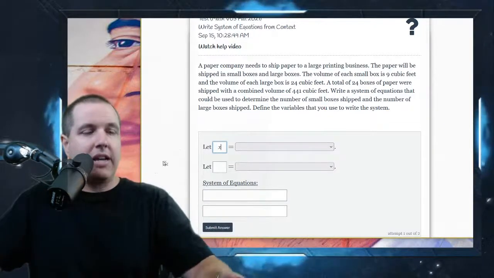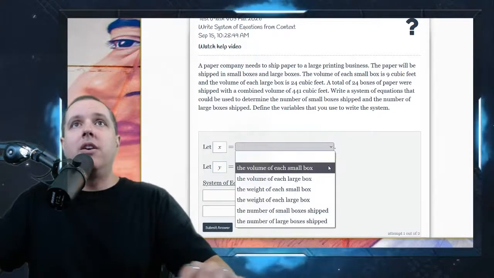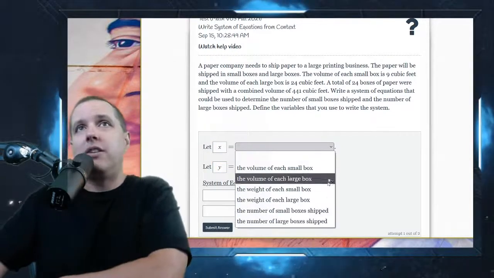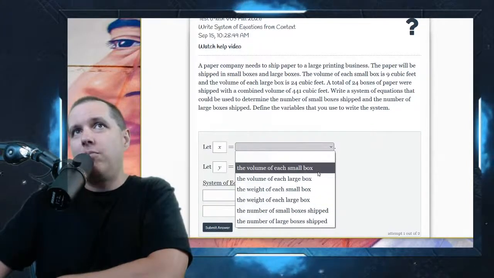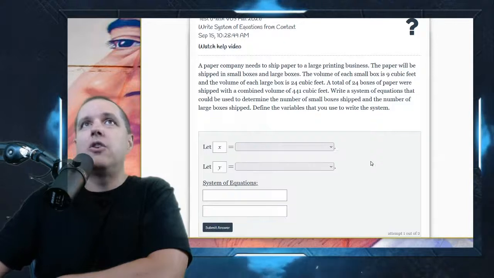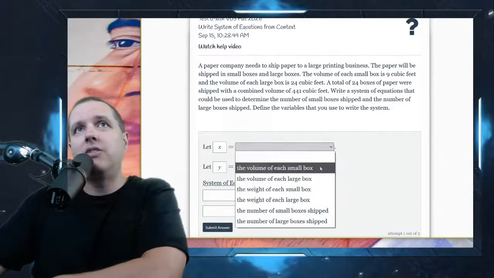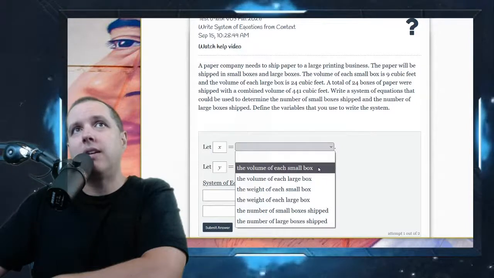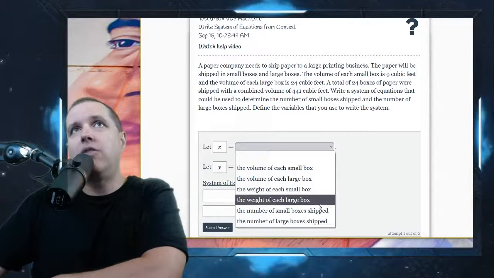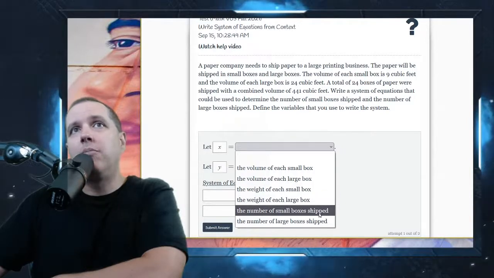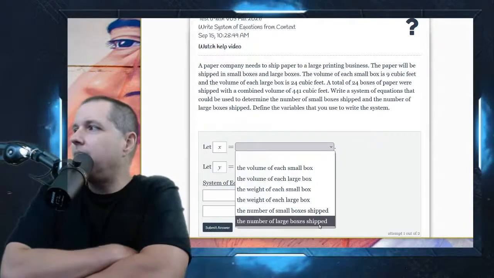Okay, so let's choose X. I'll just go with X and Y for now. And they're kind of giving you some options here. In the real world, you don't have these options. You have to figure it out on your own, but they're kind of helping you set it up. So let's see. What would we want to come up with here? Let's look at our choices. The volume of the small box, the volume of the large box, weight of the small box, weight of the large box, number of small boxes, number of large boxes. Which one makes sense there?